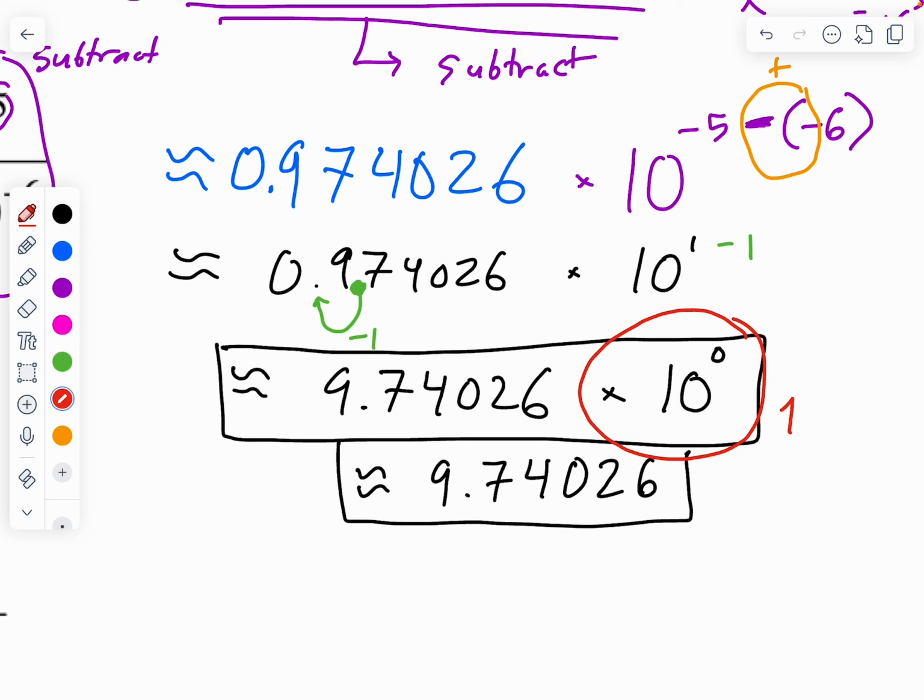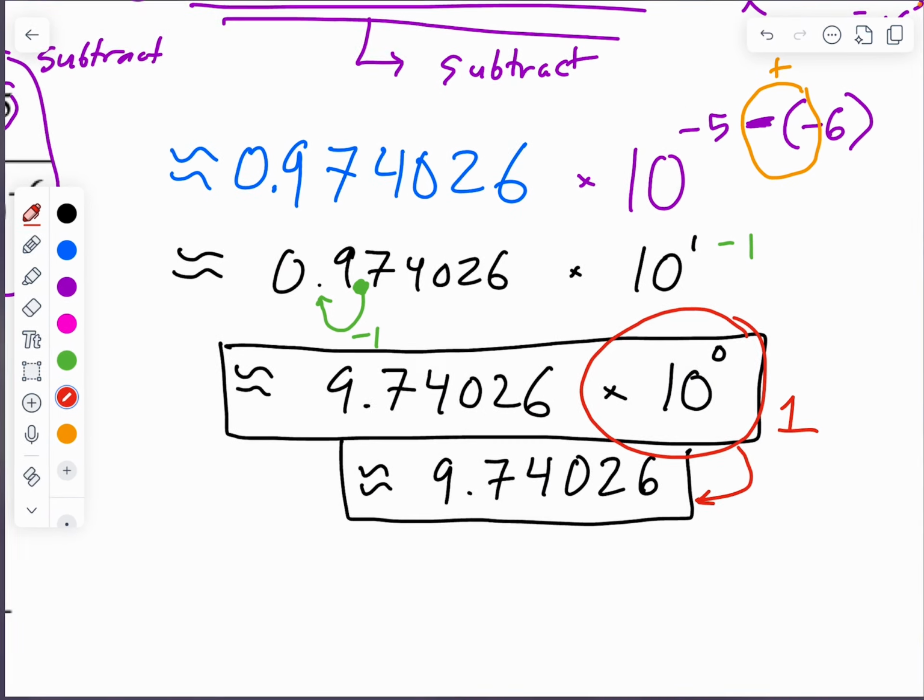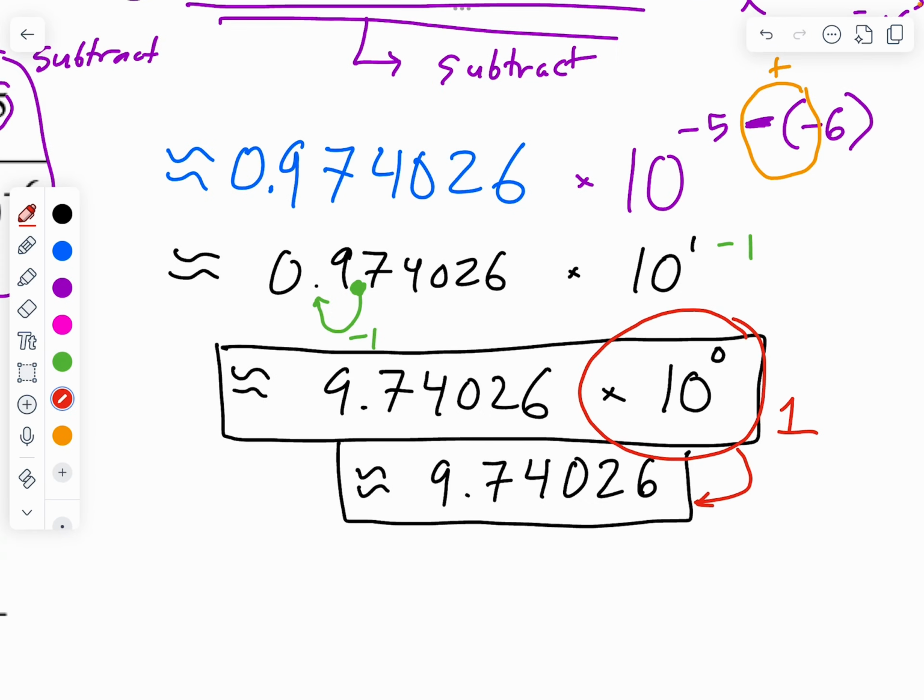10 to the 0 power is just 1. So therefore, 9.74026, or this huge number, is my answer. Now, I'm okay with this one. I like the top one.